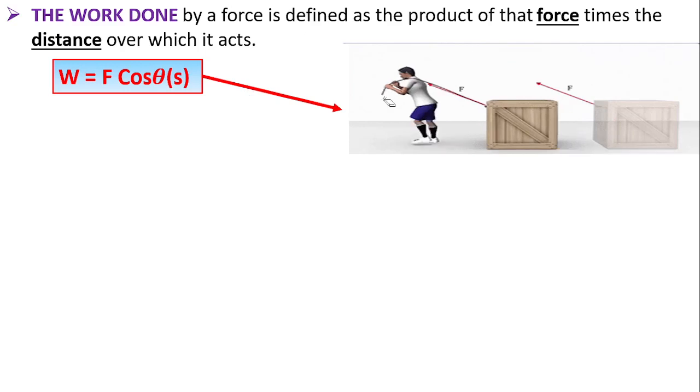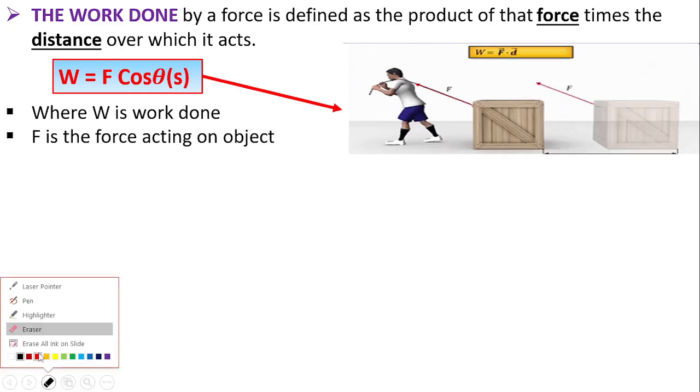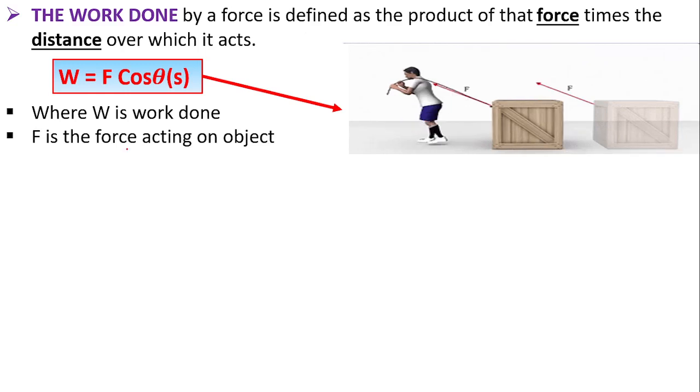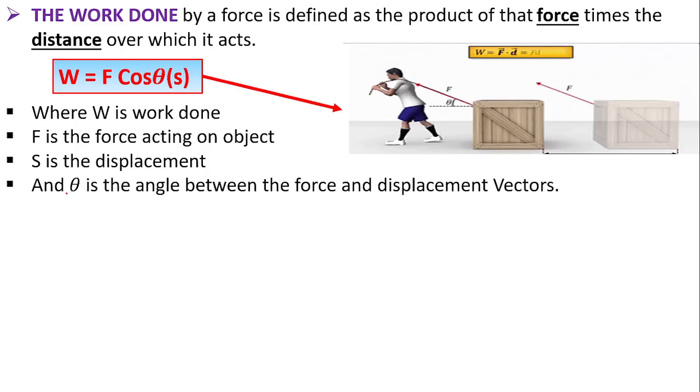So with this in mind, from the formula, W represents work done, F represents the force acting on an object, S is the displacement, and lastly theta is the angle between the force and the displacement. It is the angle between the force and the displacement.